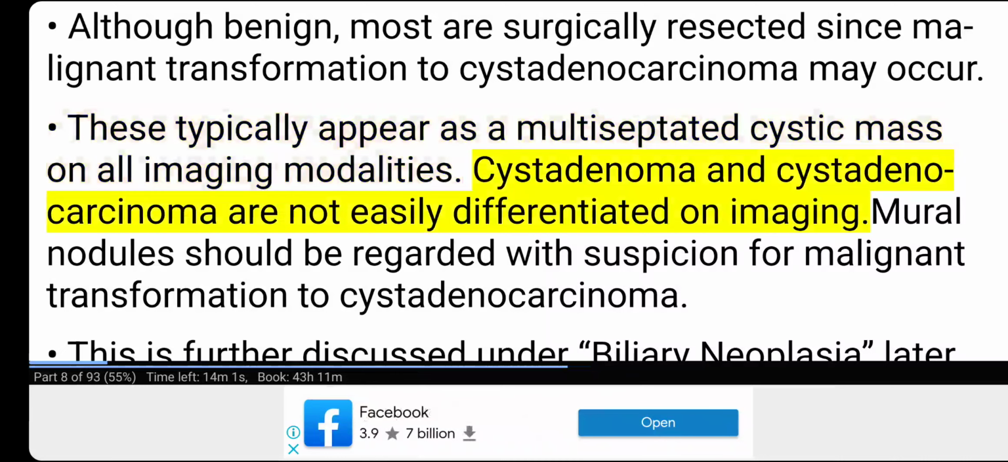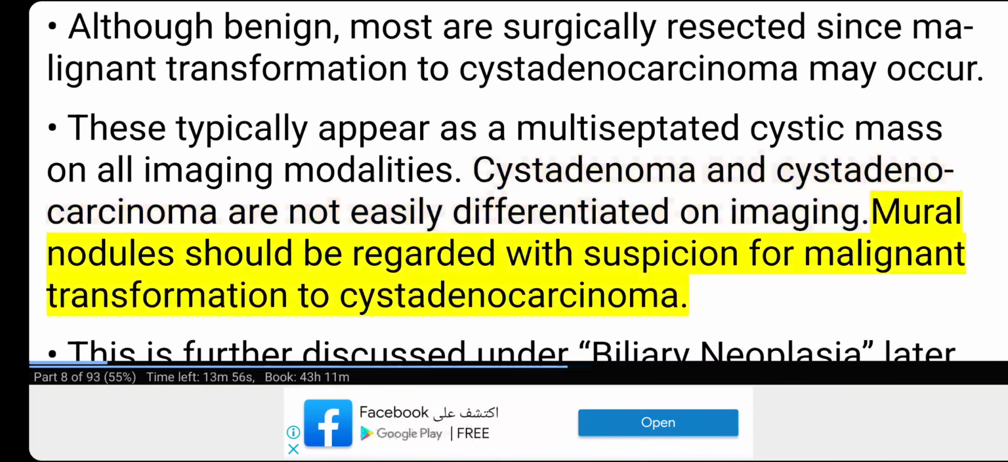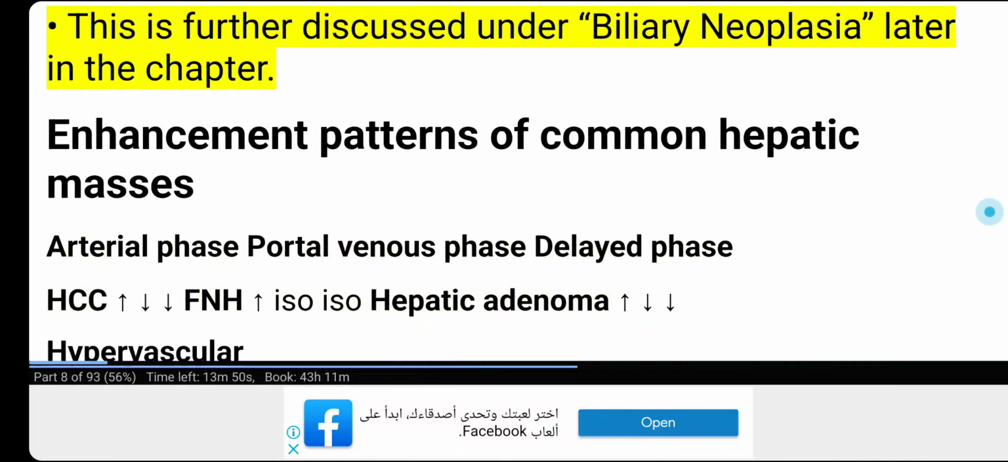Cystadenoma and cystadenocarcinoma are not easily differentiated on imaging. Mural nodules should be regarded with suspicion for malignant transformation to cystadenocarcinoma. This is further discussed under biliary neoplasia later in the chapter.